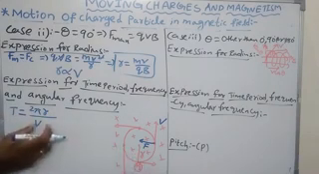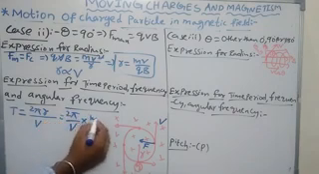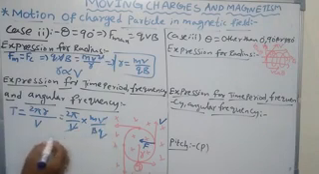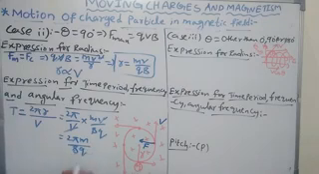If you substitute r here, what will you get? 2 pi by V into mv by Bq. V gets cancelled. So the time period is equal to 2 pi m by Bq. This is also important.